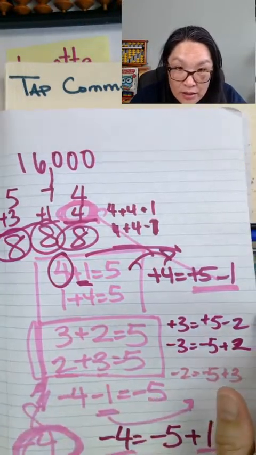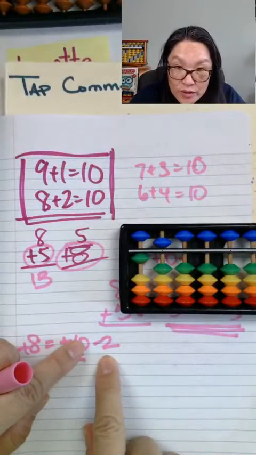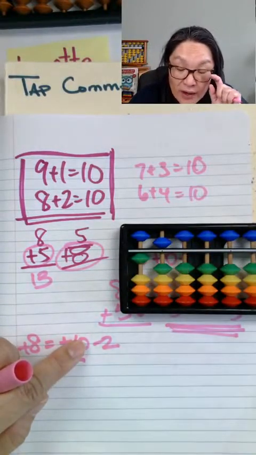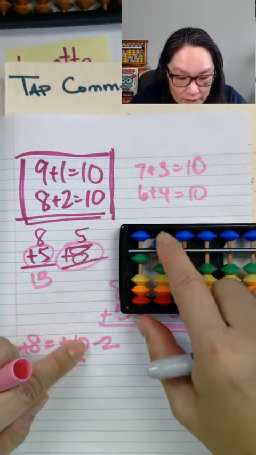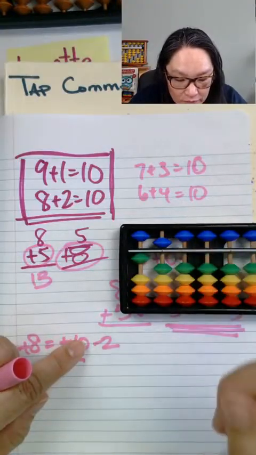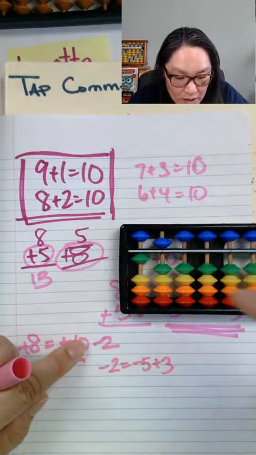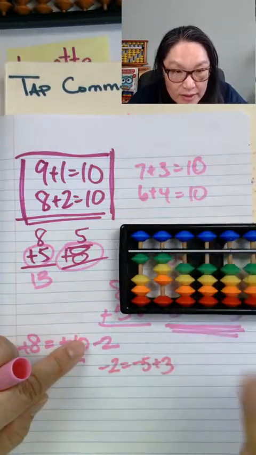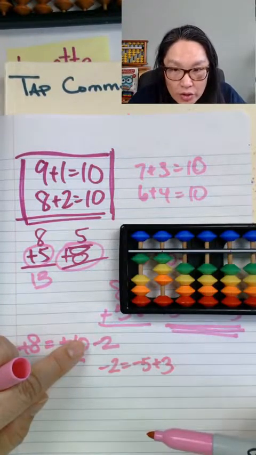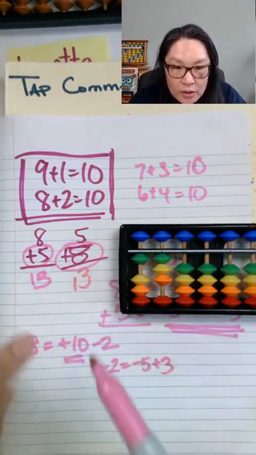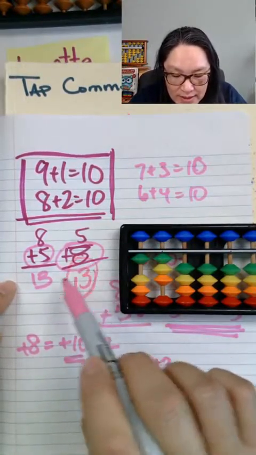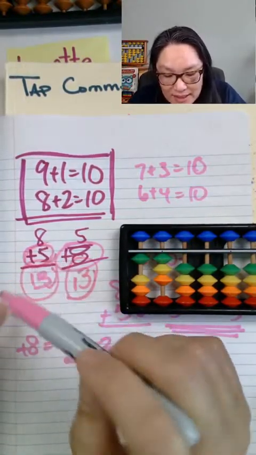That's the pair, right? So when we do this, can I take away the 5? Yes, I can. How do I do it? I take away the 5, right? What I'm going to do is minus the 2 is equal to minus the 5 plus the 3. So I minus the 5 and I plus the 3. So now my answer is 13. The goal is the same, right? The answer is the same. The result is the same, but the process is different.